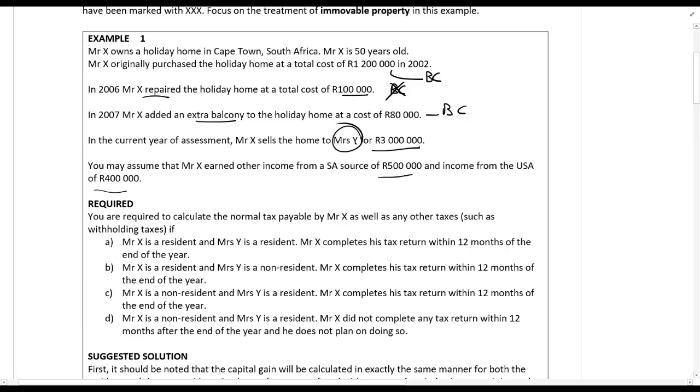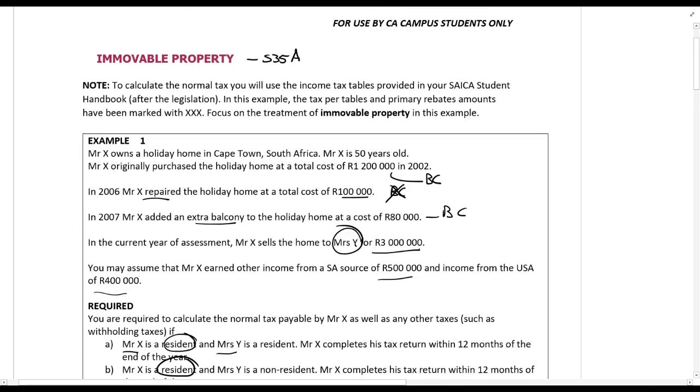You sold it to Mrs. Y, right? So Mr. X is the seller and Mrs. Y is the buyer. What is the tax for Mr. X if he's a resident? So guys, first of all, Mr. X is the seller, the person receiving the money. This section 35A only applies if the seller is a non-resident.